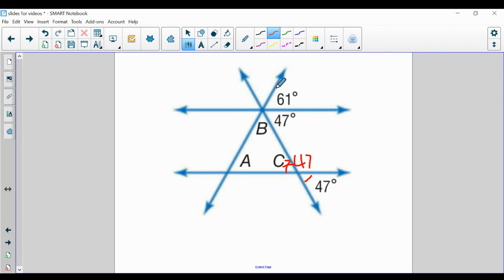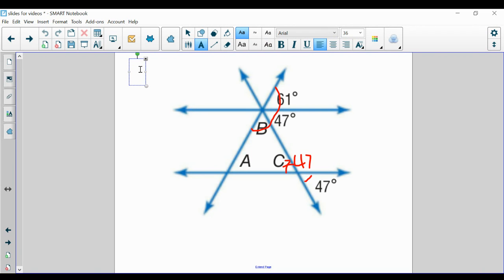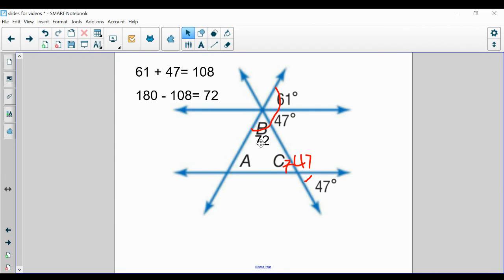If I look up right here, I know that the 61, the 47, and the B, all three of those together are going to form a straight line. So I know all three of them have to total 180. So if I take 61 and I add that to 47, I would get 108. So I know that these two together are 108. So if I take 180 minus 108, that's going to give me an answer of 72. So I know that B would equal 72. So I'm going to put a 72 right here because it's much easier to type on here than it is to write. So B is 72.